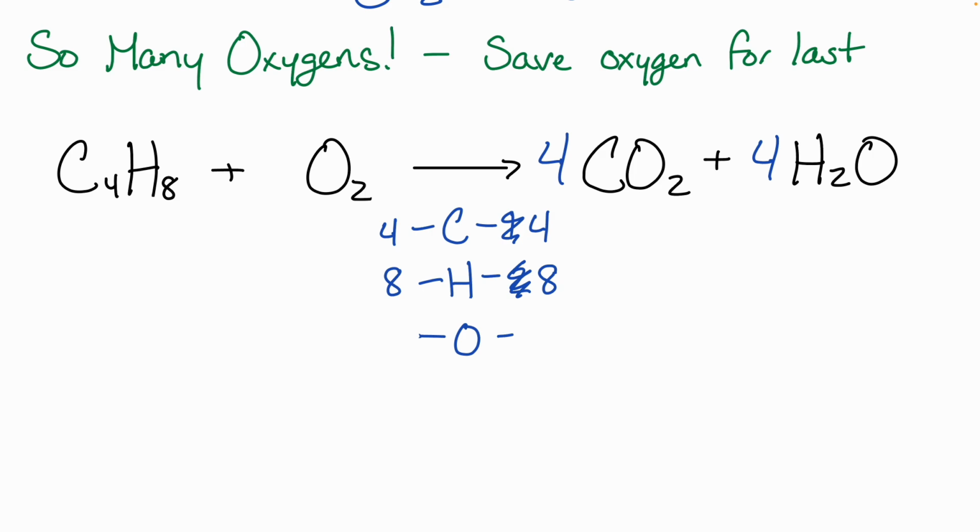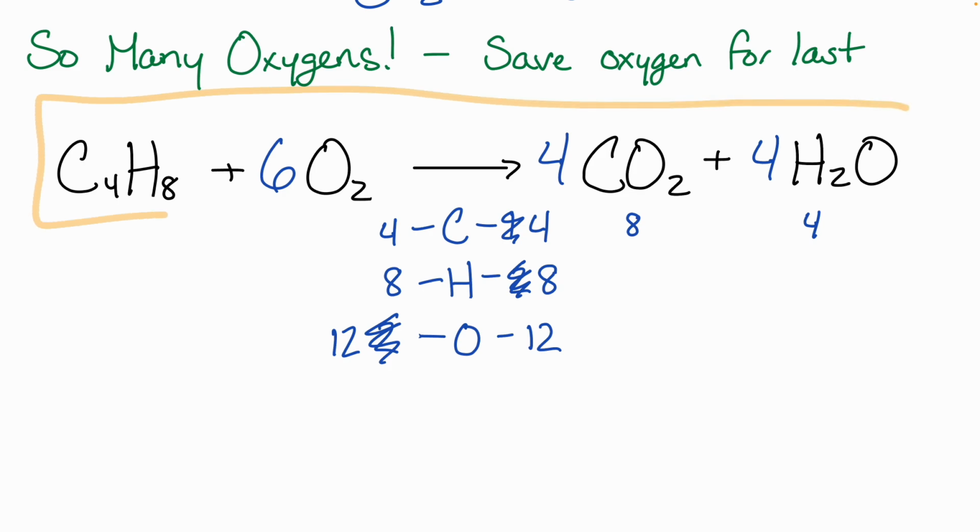And now that those are balanced, now I'll go to my oxygens. I have 2 on the reactant side. And now total, how many do I have on my product side? Yeah, so I have a total of 8 over here and 4 over here for 12. So I can balance that out by putting a 6 in front of my oxygen, my O2. That will give me 12 on that side as well. So now everything's all balanced. So our coefficients here should be 1, 6, 4, and 4.